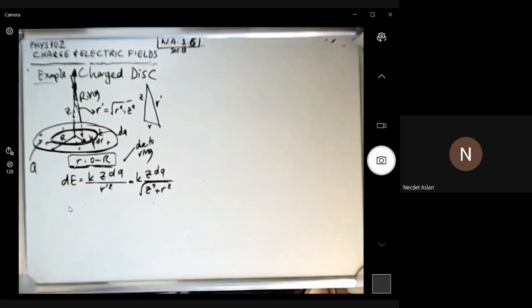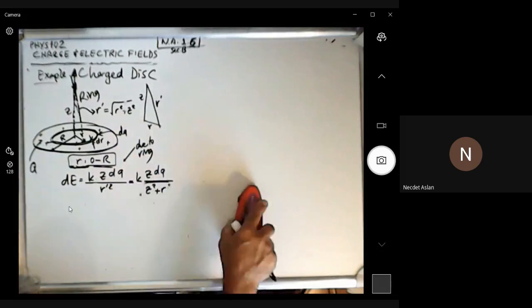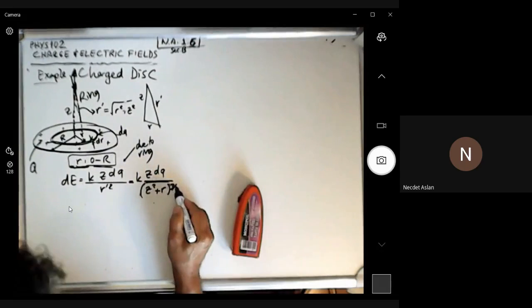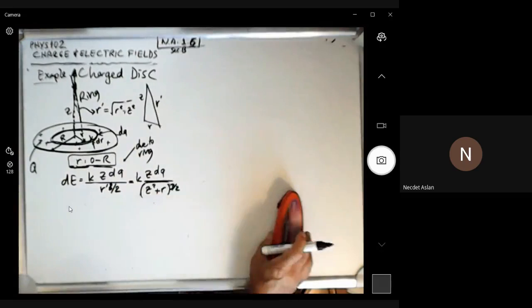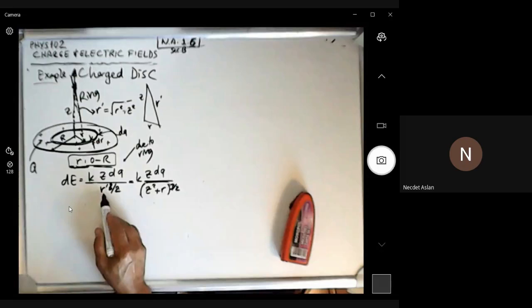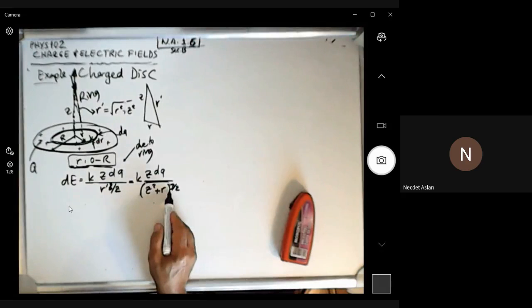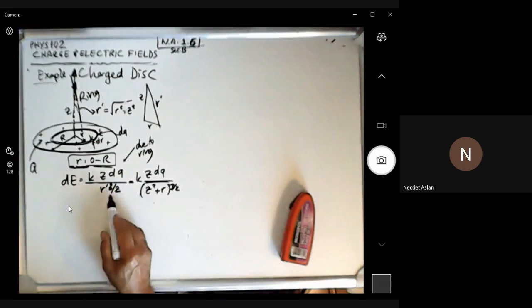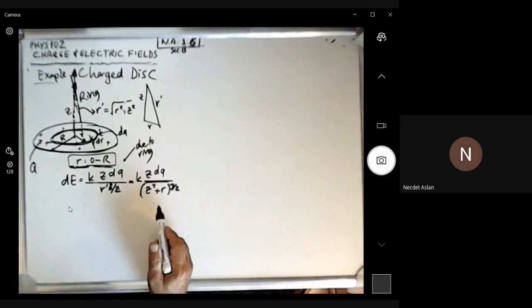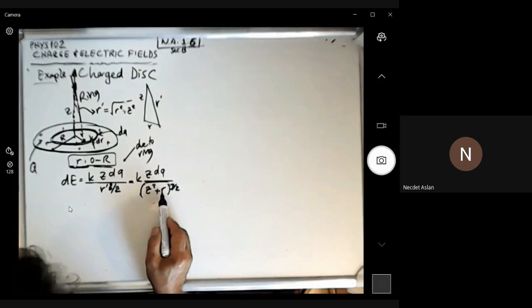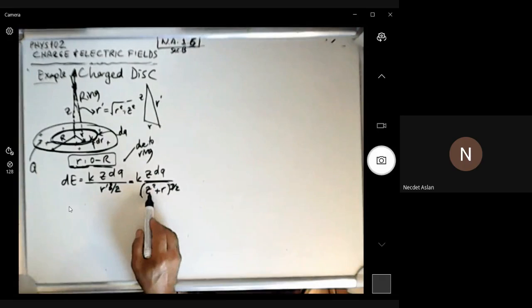to the power of 3/2. This was the expression due to the ring that we found earlier. Okay, and we are using the same thing. In the previous case, instead of z we had x, that was the only difference. Instead of x we are now using z.